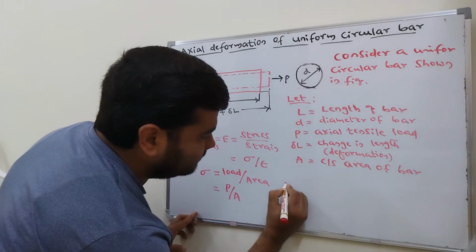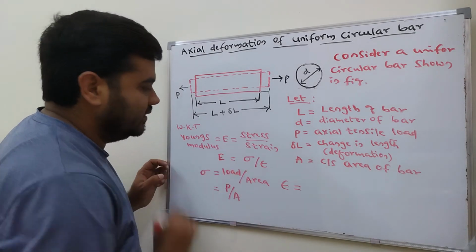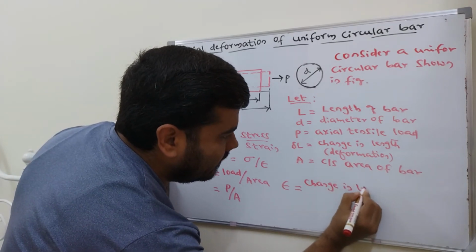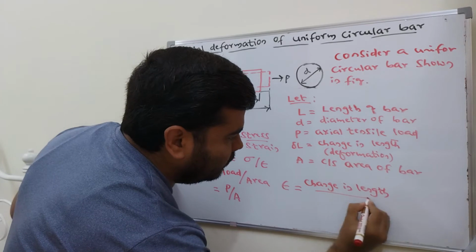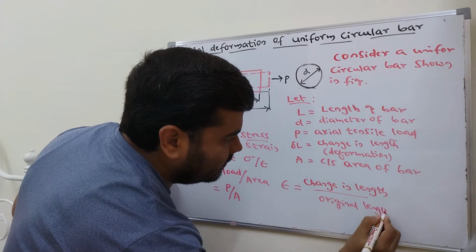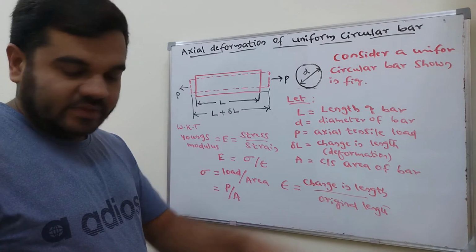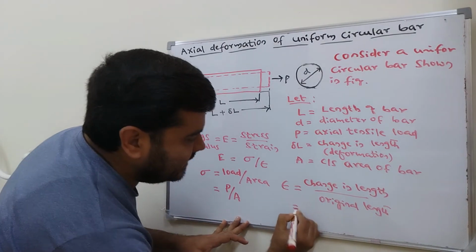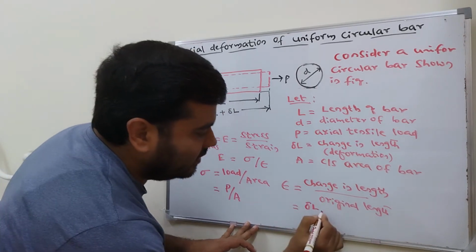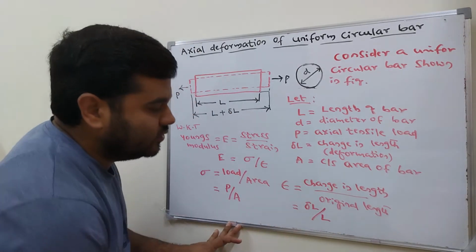Now come to the strain. Strain equal to change in length divided by original length. That is strain, how much is the change in length with respect to original length. So how much is the change in length? We can see here, that is del L. Del L is the change in length. What will be the original length? Original length of the bar is L. So this is strain.